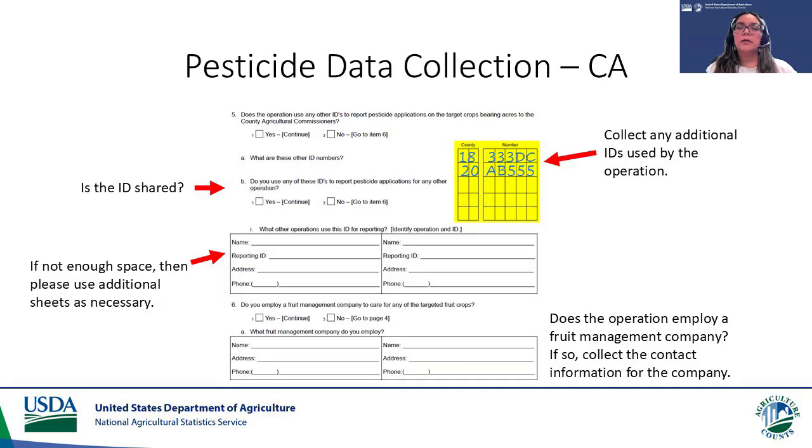We then continue by asking if the operation uses any other IDs for spraying. If yes, we want to collect all additional IDs. Again, we also ask if any of these IDs are shared with other operations. If that is correct, then we collect the contact information for those other operations. Lastly, we ask if the operation uses a fruit management company. For operations with a management company, we would want to contact the management company to complete the report, because typically the farmer would not have the required information.